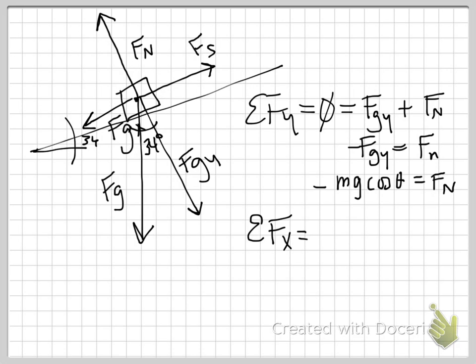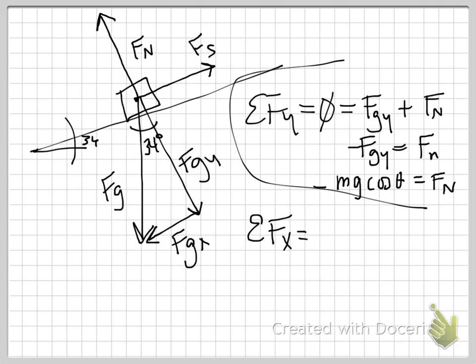I wasn't recording. Oops. So we've got the picture drawn. We did a sum of forces on the y, so we know that the normal force is going to be equal to the negative of mass gravity cosine theta. And looking at the x-axis, we have force of static friction up the ramp. We have force of gravity on the x down the ramp. So that's all we've got.